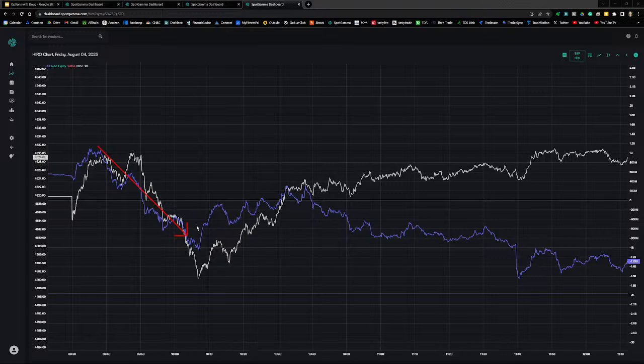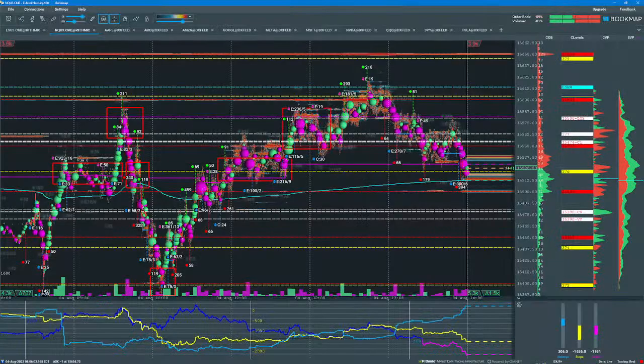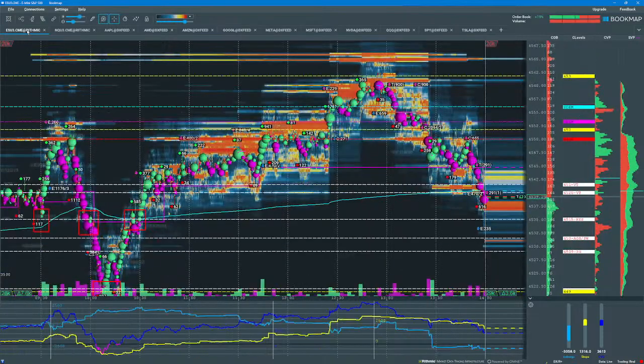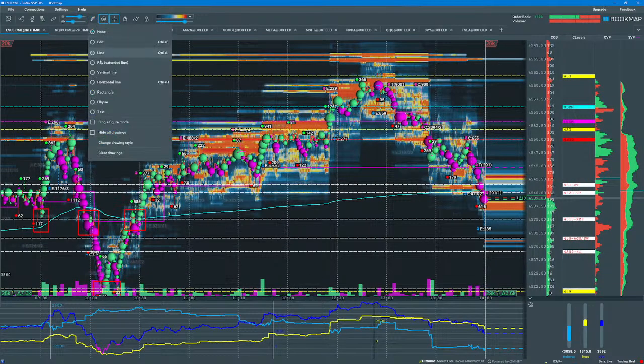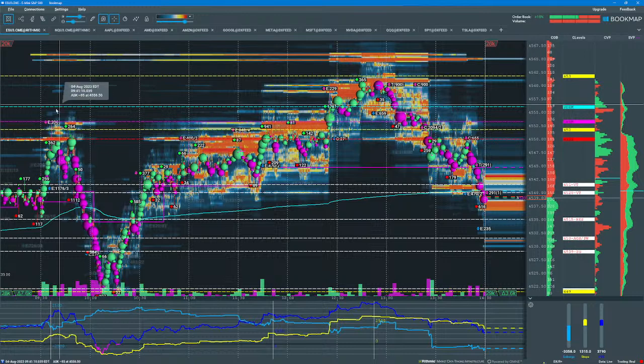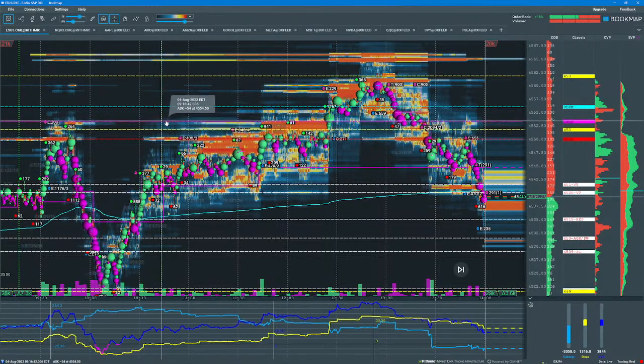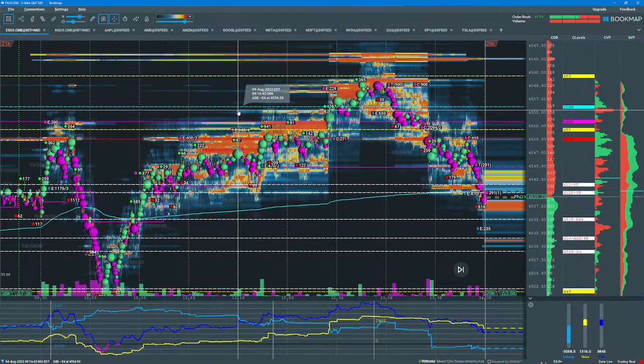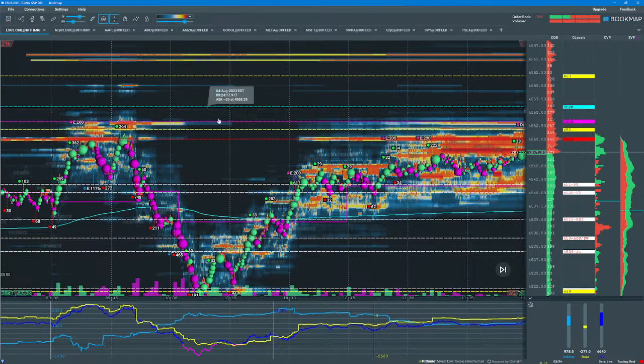And then the confirmation divergence long just around 10:10. So let's take a look at ES futures and Bookmap, and we'll see these two setups. Let's go back to the ES futures. Let's clean this up. Let me get rid of these drawings. Zoom in to the first couple of hours.